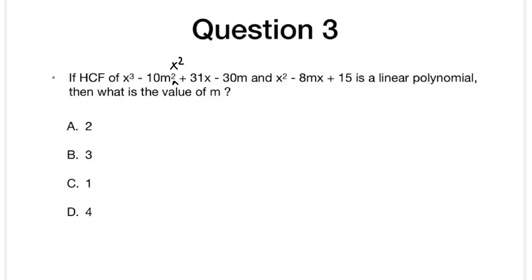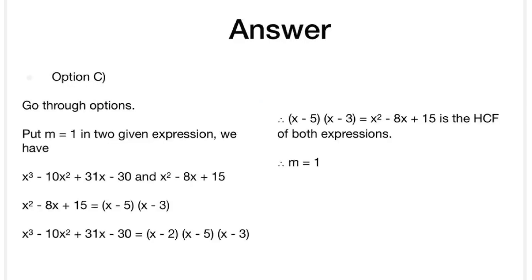For this question: if the HCF of x cube minus 10m square x square plus 31x minus 30m and x square minus 8mx plus 15 is a linear polynomial, what is the value of m? It's really simple. Let us do it by the option verification method. Let's put m equals 1. So let us do it.